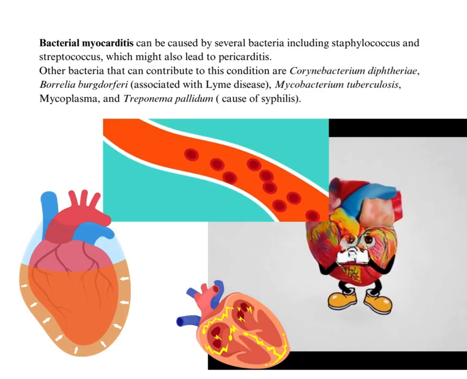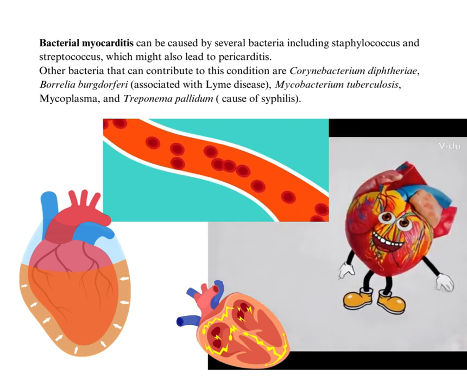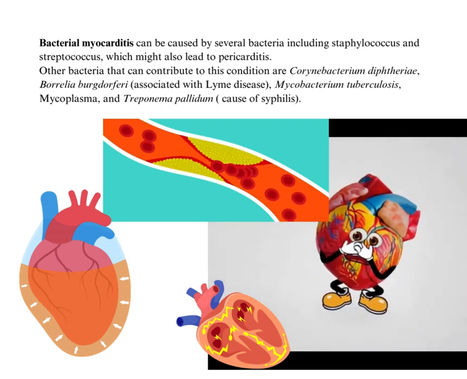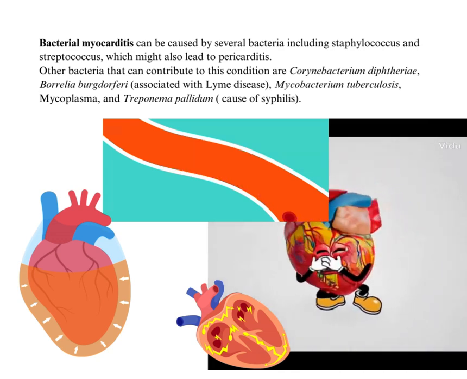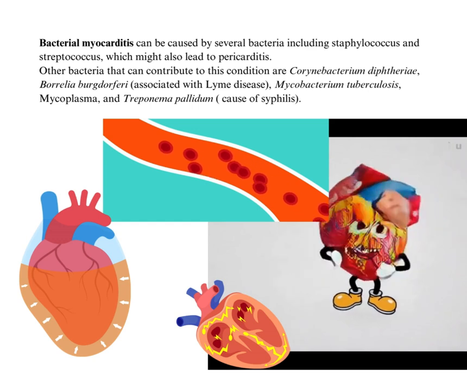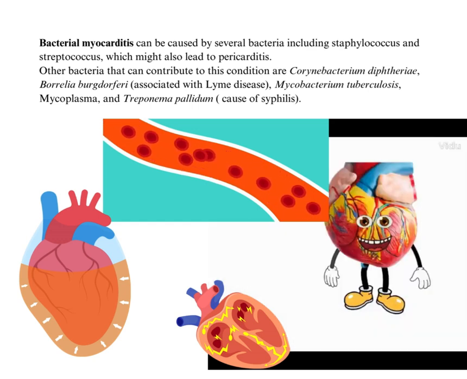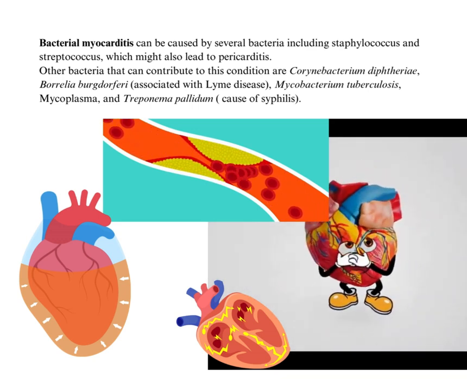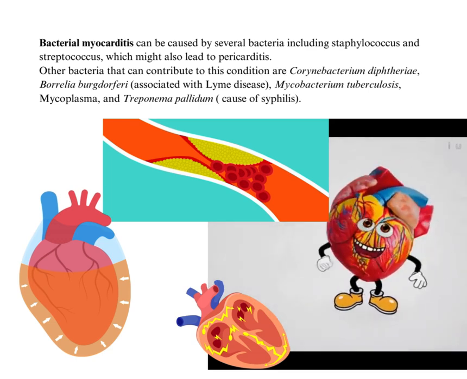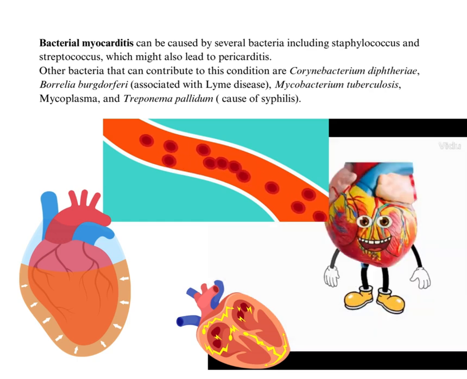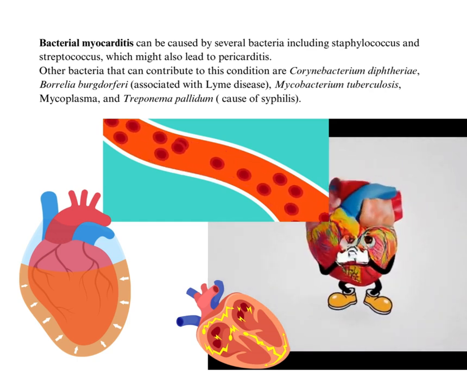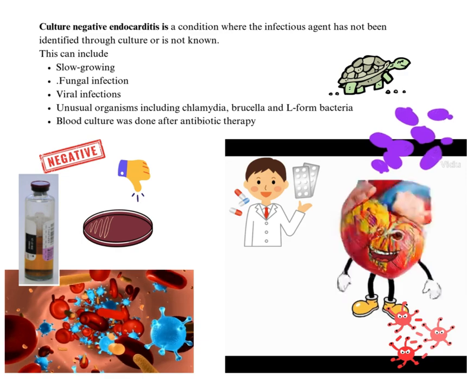Bacterial myocarditis can be caused by several bacteria including Staphylococcus and Streptococcus, which might also lead to pericarditis. Other bacteria that can contribute to this condition are Corynebacterium diphtheriae, Borrelia burgdorferi associated with Lyme disease, Mycobacterium tuberculosis, Mycoplasma, and Treponema pallidum, the cause of syphilis.